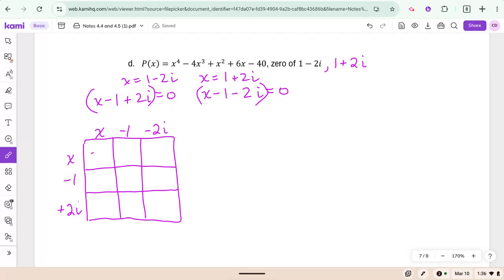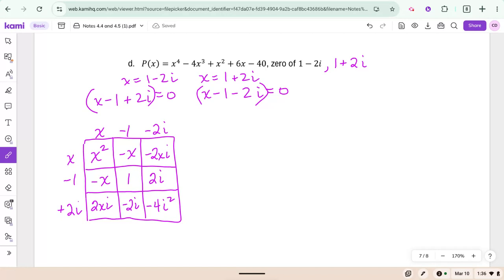So x times x is x squared. X times negative 1 is negative x. X times negative 2i is negative 2xi. X times negative 1 is negative x. Negative 1 times negative 1 is positive 1. Negative 1 times negative 2i is positive 2i. X times positive 2i is positive 2xi. 2i times negative 1 is negative 2i. And 2i times negative 2i is negative 4i squared.